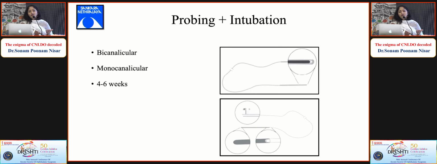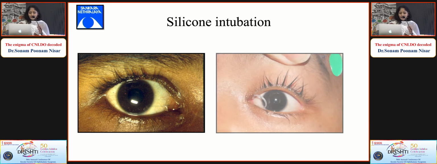Now, if your probing fails, you might want to do an intubation, which could be bicanalicular or monocanalicular, and you might ask me when to remove the intubation tube. That would be at 4 to 6 weeks after intubation. Nowadays, for simple probing, we prefer monocanalicular intubation, but if you have a complex case, then you can choose bicanalicular intubation sets.